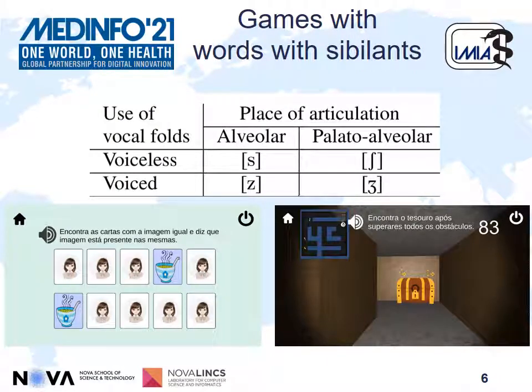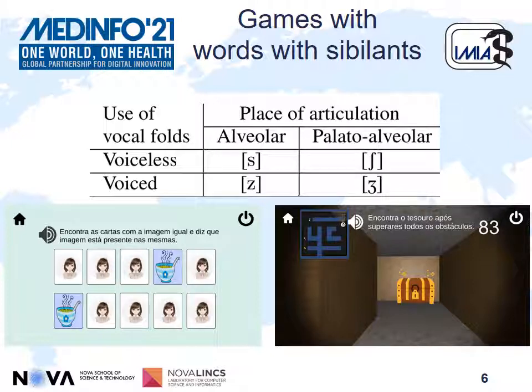So, in this paper, we propose two games for a more advanced stage of speech therapy. In this stage, children have to practice saying whole words that contain sibilant sounds, or they can do other exercises where they identify the sibilant sound within words.